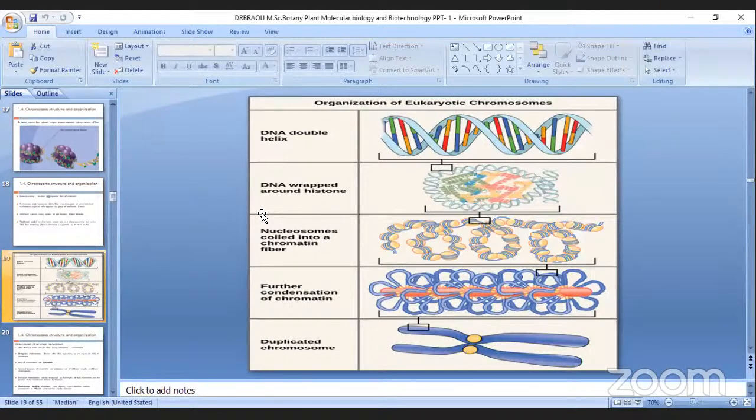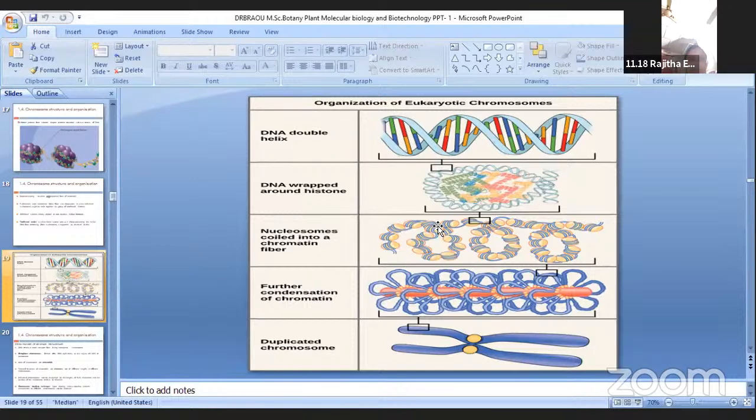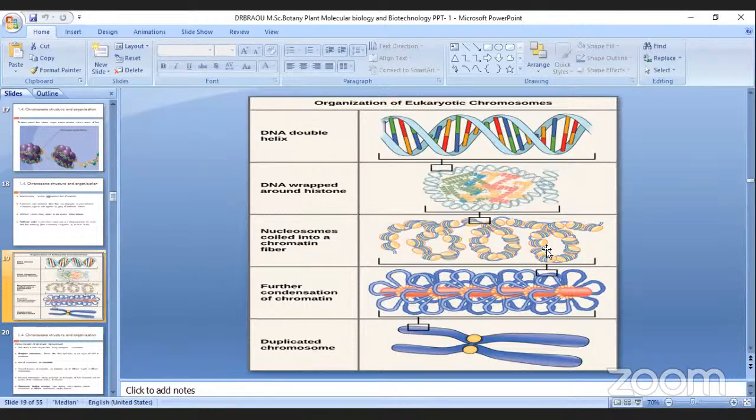So this is how the eukaryotic chromosome is organized. You can see the DNA double helix, and then DNA is wrapped around the octamer histone, and then the nucleosome is coiled into chromatin fiber. This is the further condensation of the chromatin, and this is the duplicated chromosome which you see in the metaphase.